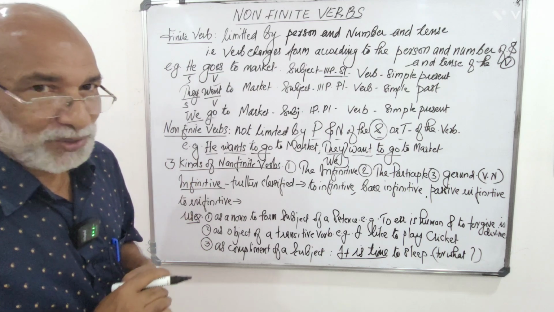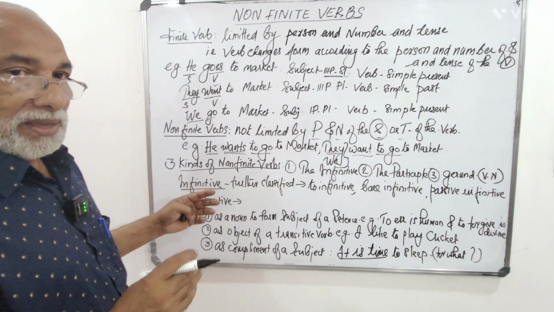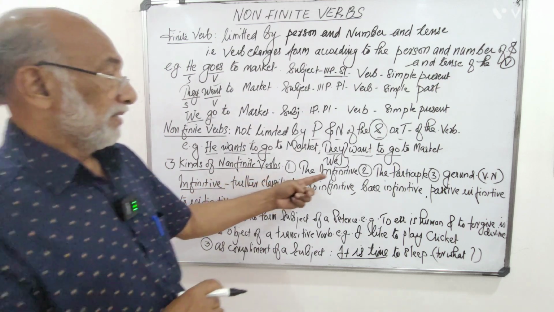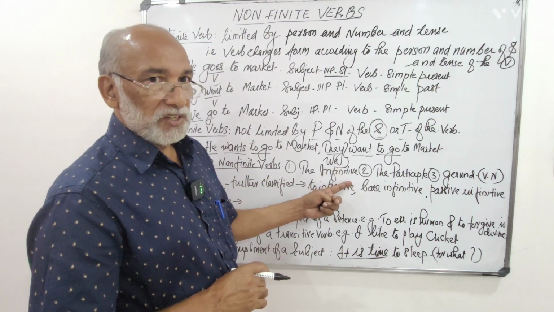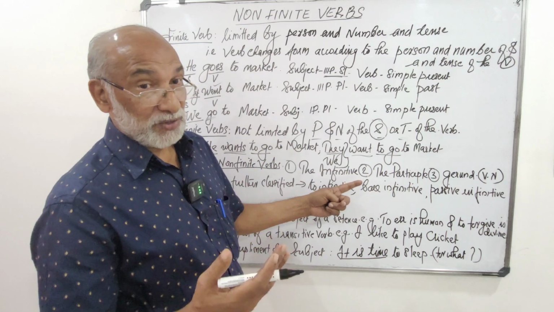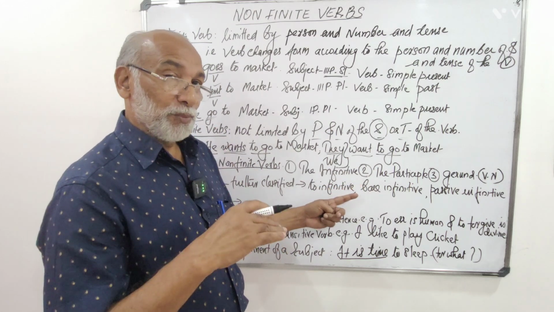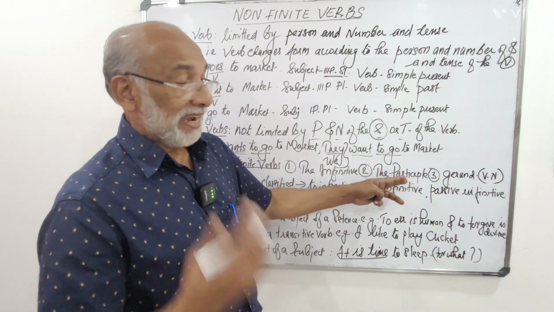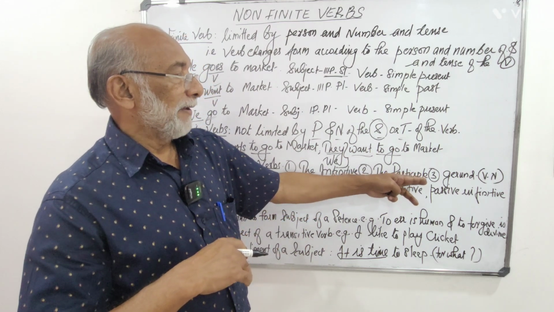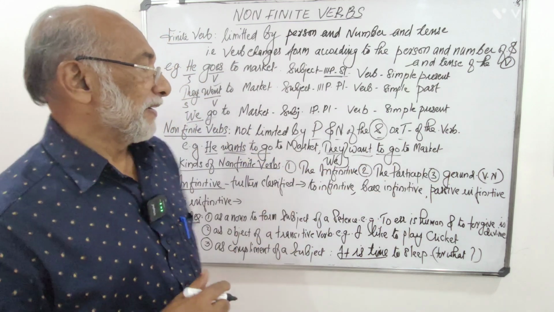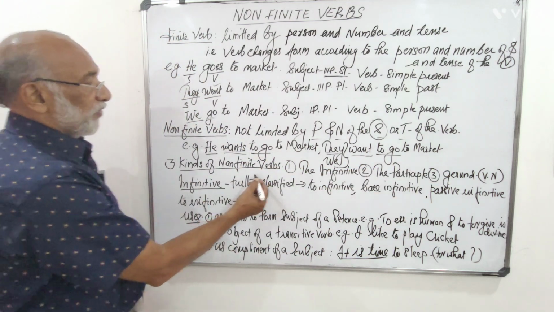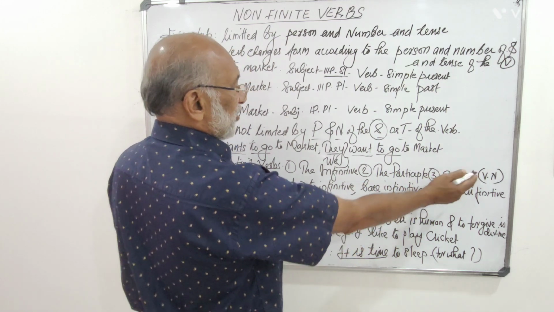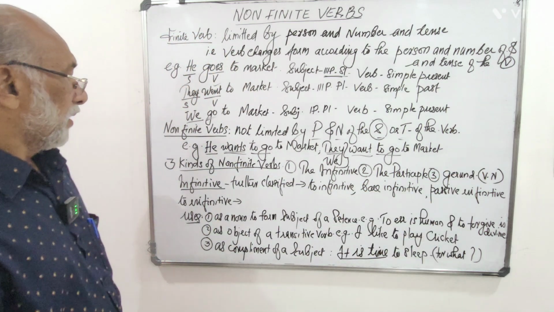Okay, I hope it's clear to you. Then there are three kinds of non-finite verbs. They are the infinitive. Infinitive means to plus verb, or even without to plus verb, it can be, that we will come later. Then the second one, participle, that means ing form of the verb. Then gerund, that is verbal noun. These are the three kinds of non-finite verbs: the infinitive, the participle, and the gerund or verbal noun.